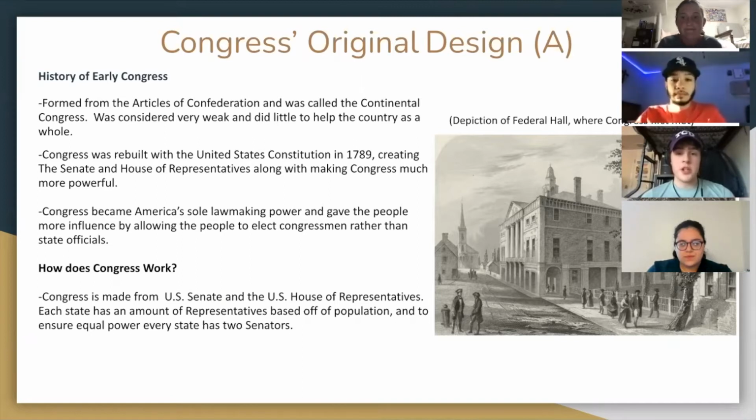Within this reformation, Congress became the sole lawmaking power in America, and the people were given more influence within Congress via the House of Representatives and by allowing the people to elect congressmen rather than state officials.